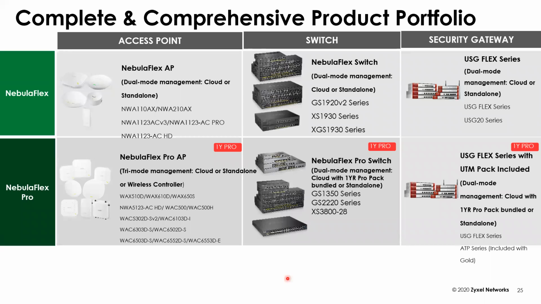So we've got a breakdown of products here. The top row is our Nebula Flex products. So that is our 1, 2, and 2-digit 5 series and 9 series products here. So basically anything that's an AP that's only got 2 number digits in the name, such as NWA50AX, NWA90AX, those are Nebula Flex, as are anything with 3 or more digits that starts with the number 1 or 2.